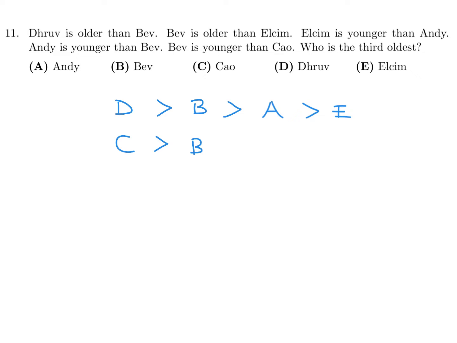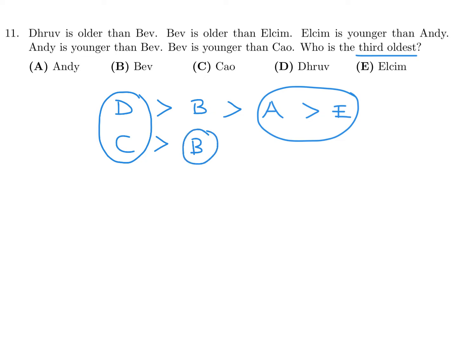Now we are asked who's the third oldest. So these two are the oldest. We don't know who's older, but those two are definitely the oldest. And these two are the youngest. So of the five, the middle girl is Bev. So that's it. B is the answer.